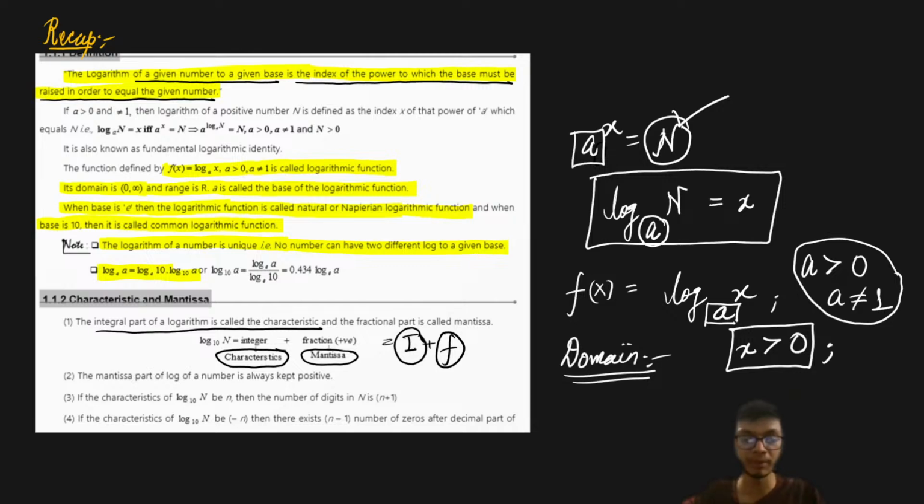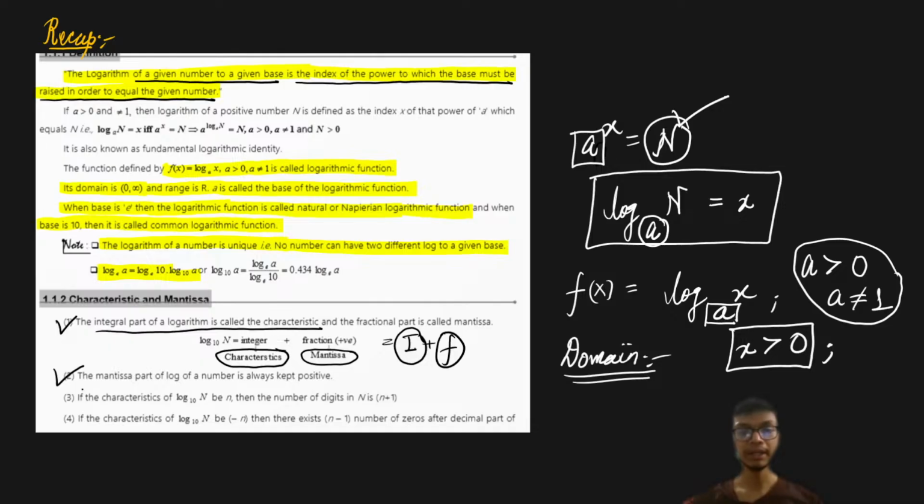I will tell you why we basically use logarithm functions and what the use of a logarithm function is. Whenever we use the logarithm function, only then do we talk about this particular thing, right? So the integral part of a logarithm is called the characteristic, and the fractional part of a logarithm is called the mantissa.